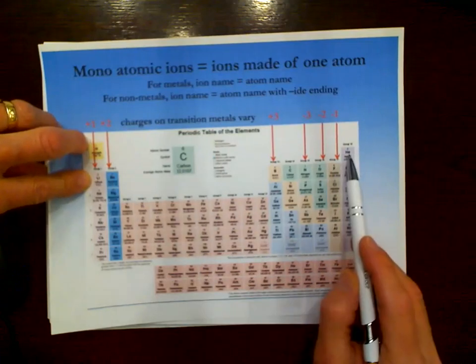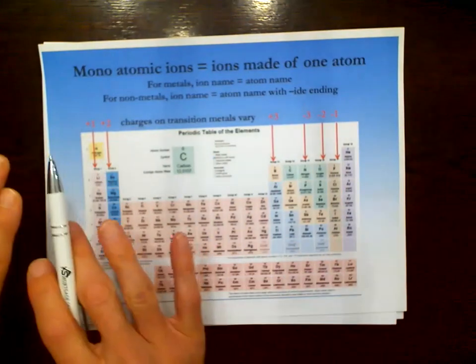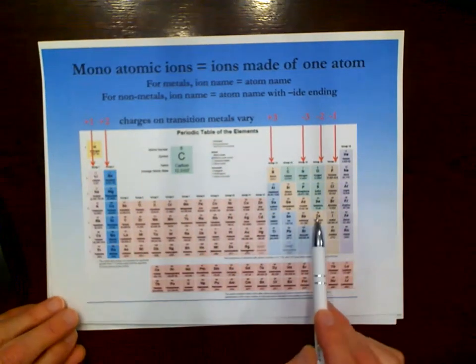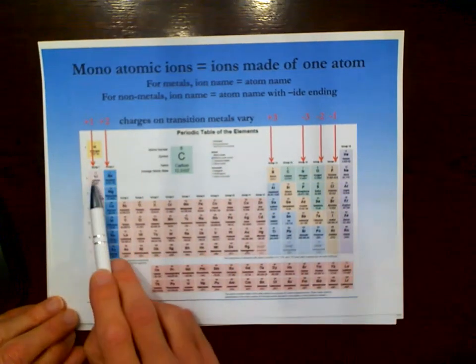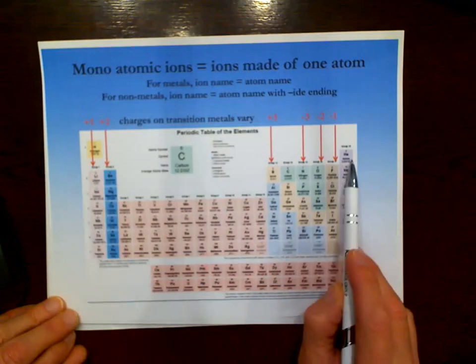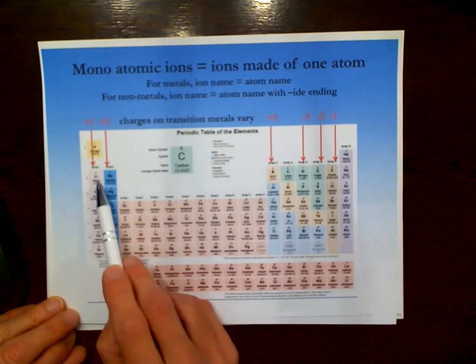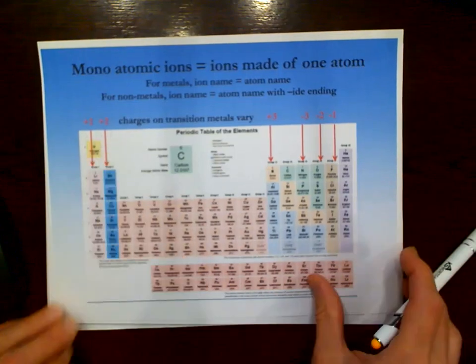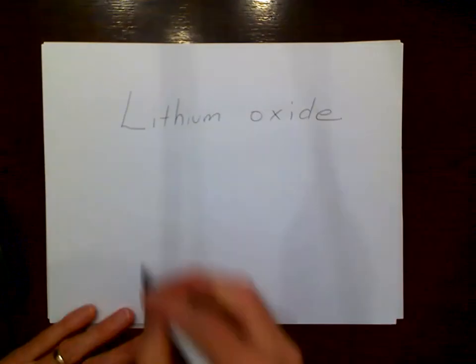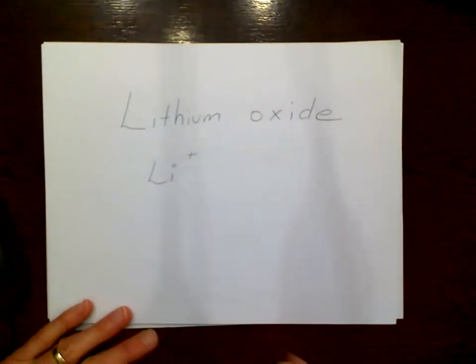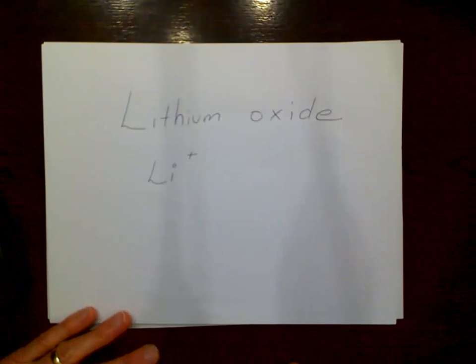It's actually got to lose 1, right? Remember, losers to the left, receivers to the right of this stair step here. And lithium atoms lose 1 electron to become lithium ions. So when it loses that 1 electron, it gains a positive 1 charge. So lithium in this case is going to be Li with a plus 1 charge.